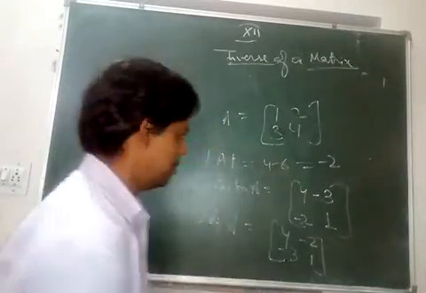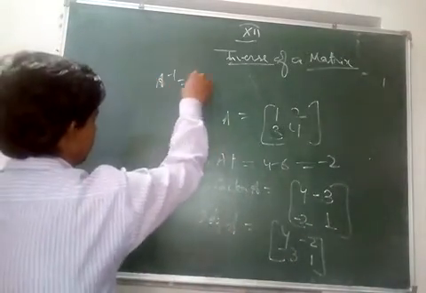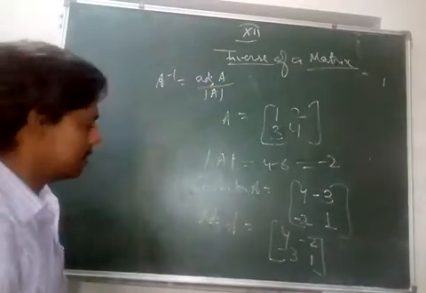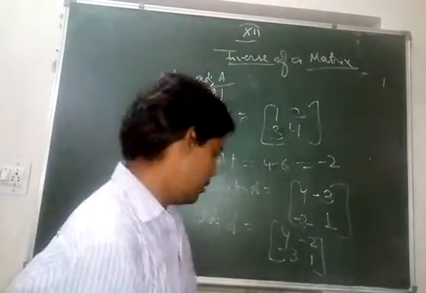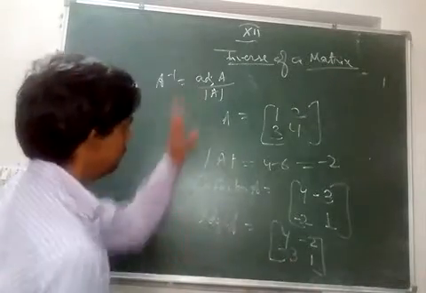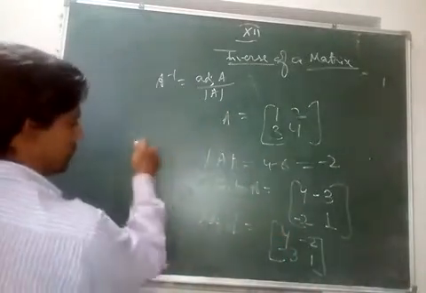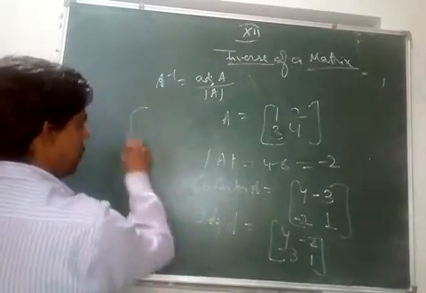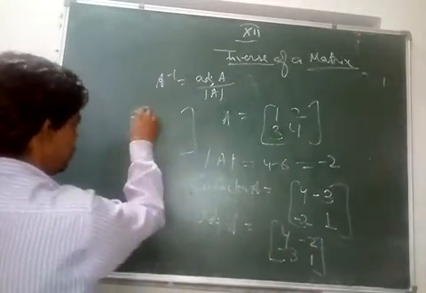Now find A inverse. A inverse is adjoint A upon determinant A. Adjoint A is 4, minus 2, minus 3, 1, right? So divide by minus 2. Either you can divide every term or you can write minus 2 outside. I am dividing every term by minus 2.